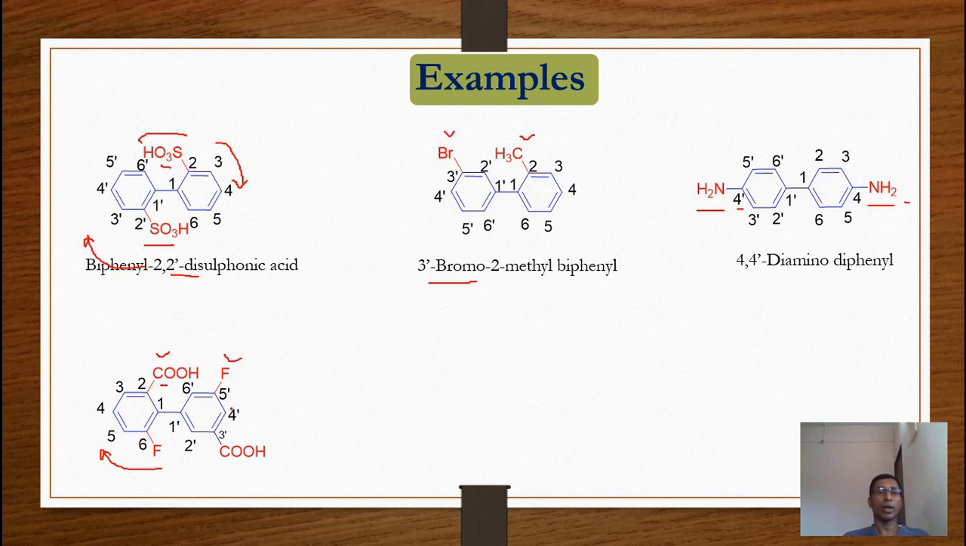5,6-difluoro biphenyl 2,3-dicarboxylic acid. This carboxylic acid is incorporated as a suffix in the name of biphenyl. Let us see the IUPAC name: 5,6-difluoro biphenyl 2,3-dicarboxylic acid.